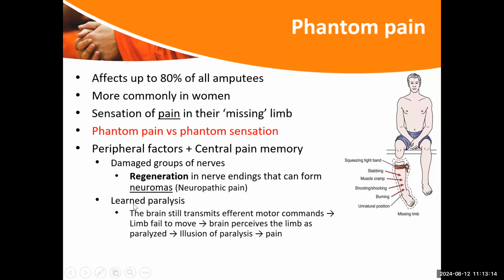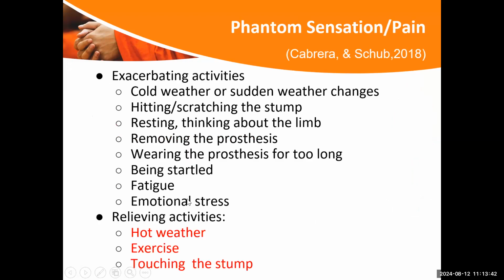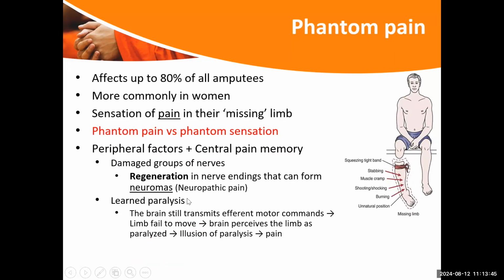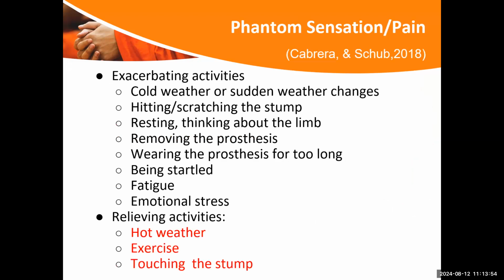Or another theory is learned paralysis, because the brain still transmits some motor commands to the limb, but the limb cannot move. The brain perceives the limb as paralyzed, and then it becomes an illusion of paralysis as a sensation of pain. This is called learned paralysis. How to deal with it? We have some new surgical techniques to deal with it, or we can use mirror therapy. We will talk about the mirror therapy. So this is the phantom sensation or phantom pain.